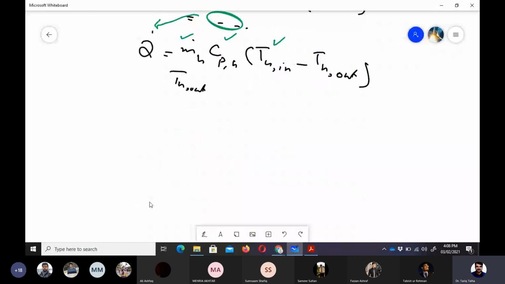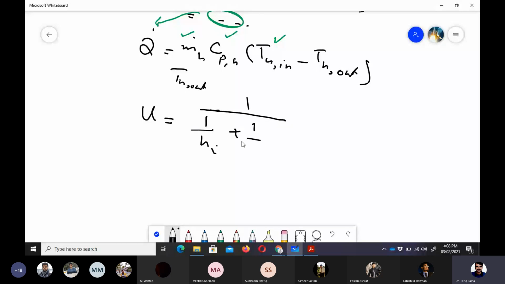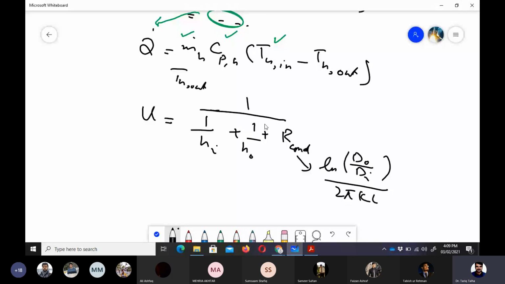Because we know that U is equal to, if I ignore the area, 1 upon hi plus 1 upon h outer, plus the conduction resistance, R conduction, in which we have the natural log of d outer upon d inner divided by 2 pi k L. Now it means that this hi and ho would be calculated by the knowledge of chapter number 8 and chapter number 7, which we have discussed up till now.